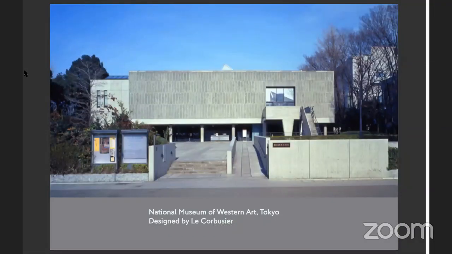So you are in Tokyo, and you visited an average Japanese household. Now, one of the bigger buildings to visit is the National Museum of Western Art in Tokyo. It was established about 60 years ago, around the 1960s, and designed by the famous architect Le Corbusier.